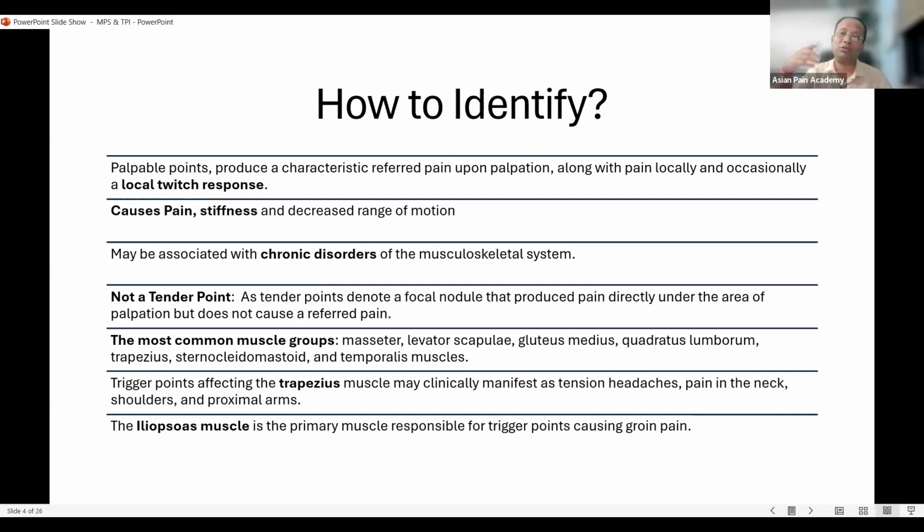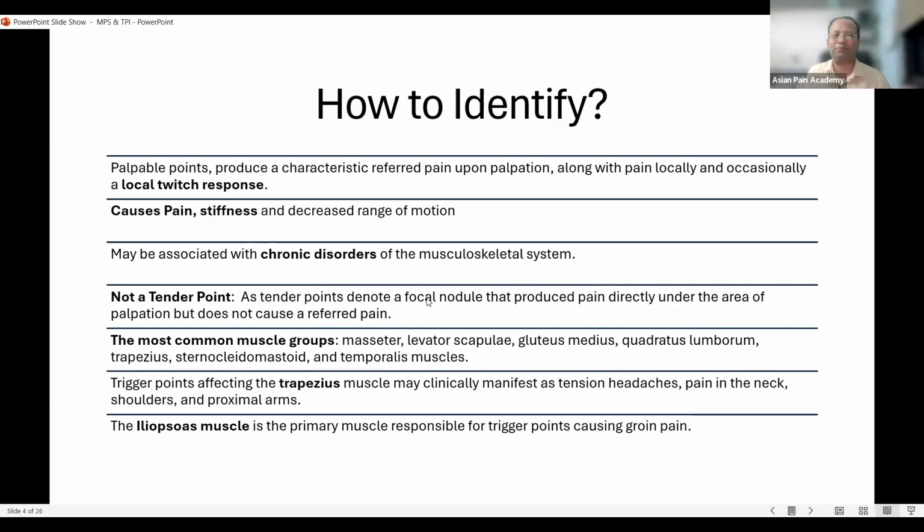Multiple times it will not come. If you try multiple times, it comes the first time only. So at that time you must see whether this twitch has come or not. It causes pain, stiffness, and decreased range of motion. So this is common with muscle spasm. It may be associated with chronic disorders of the musculoskeletal system.